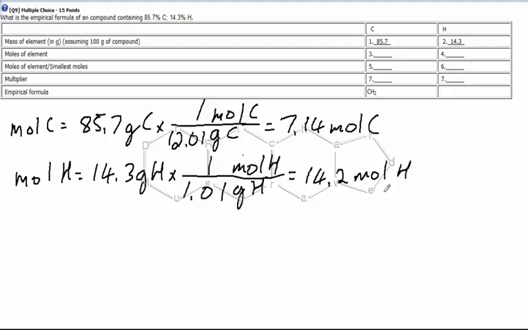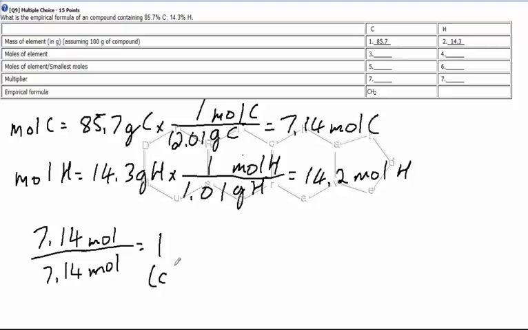And the next thing we want to do is take these and divide them by the smallest number of moles, which is going to be the carbon moles there. So 7.14 divided by 7.14 moles for each of those carbons. That's going to be 1, and that's for the carbon.